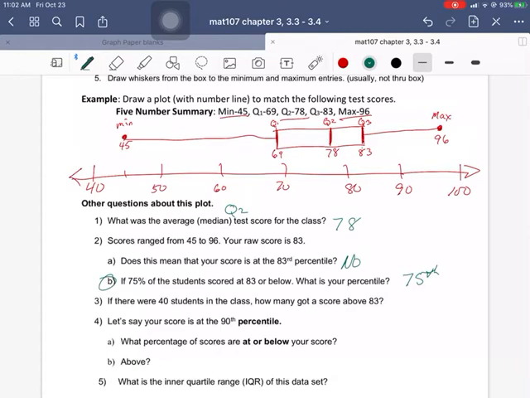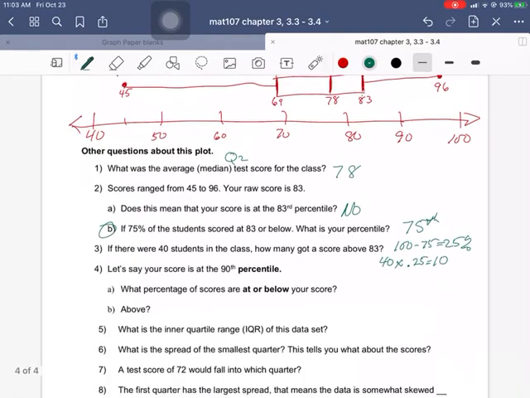Okay, if there were 40 students in the class, how many students got a score above an 83? Well, 100 minus 75 is 25. So 25%, right? These are percents. So if we had 40 students, you can multiply that by 0.25 and you're going to get a 10. So 10 students scored above, or 25% of this class scored above an 83.